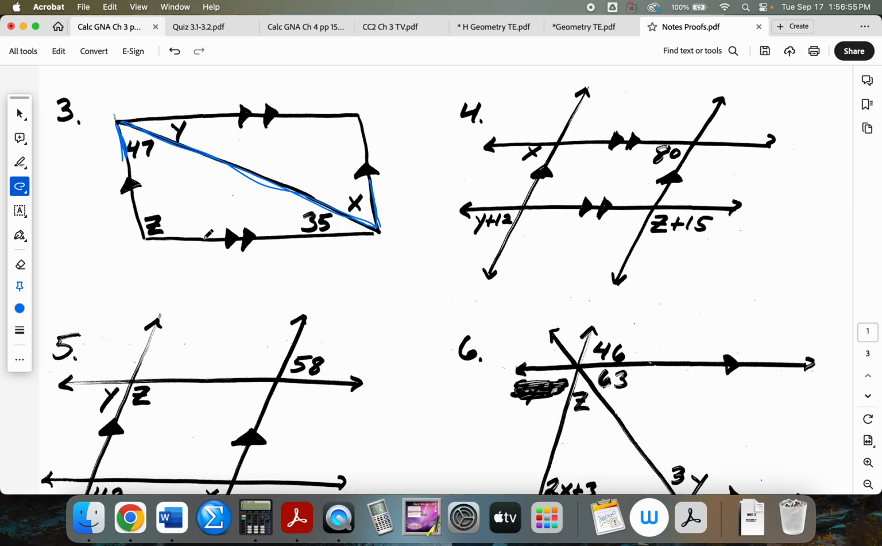So, because I'm getting the same volunteers all the time, I'll start calling on people. Isaac, what kind of angles are the 47 and the x? Very good. They're alternate interior. And then, Chris, tell me what's true about the alternate interior when I've got parallel lines? They're congruent. Exactly right. So x is 47.